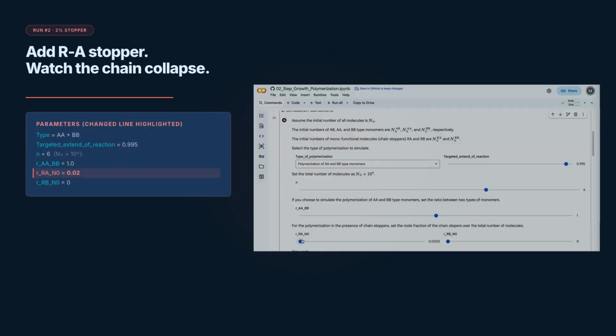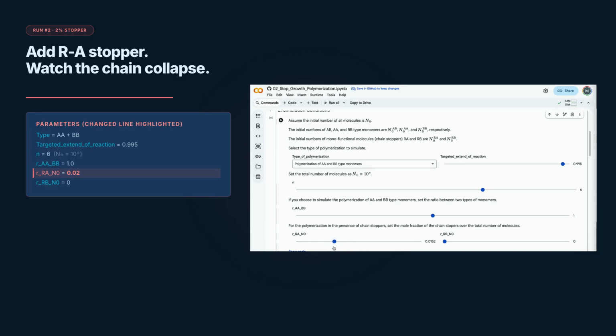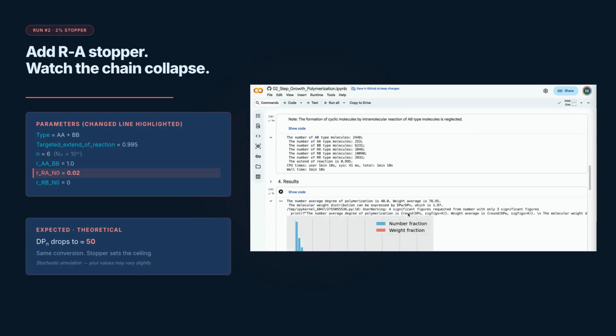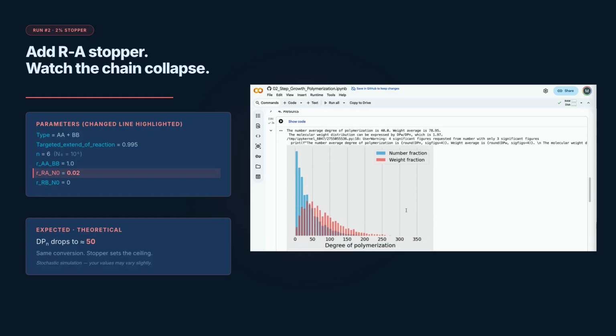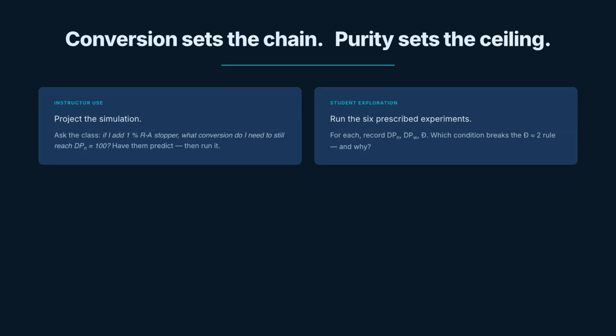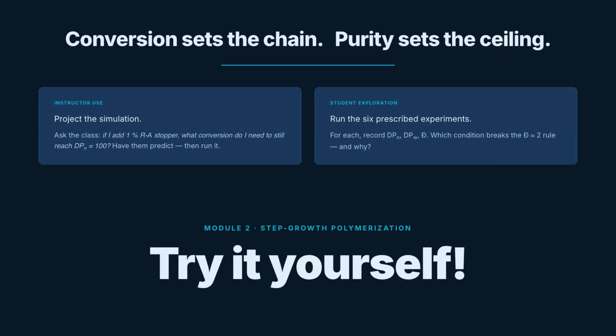Now, we add 2% of an RA chain stopper and rerun, leaving every other parameter the same. The conversion that gave us a degree of polymerization of 200 now gives us a degree of polymerization closer to 50. Two takeaways. Conversion controls how long the average chain becomes, and high molecular weight in step growth polymerization requires extreme conversion. Purity controls the ceiling. A small amount of monofunctional impurity puts a hard cap on what conversion can buy you.